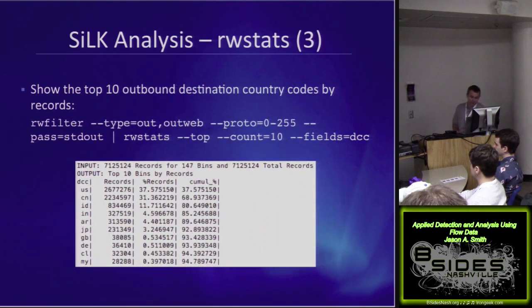Here's another example of RW stats. Hammering on it because RW stats is awesome. It's the top 10 outbound destination country codes by the total amount of records that occurred. Records is kind of a hard thing to really think about because it's not in context of anything else. It's what your flow meter chose to do, based on some configurations on timeouts. But we've done the top 10 and sorted those by the destination country codes.